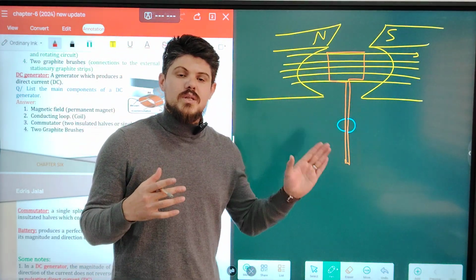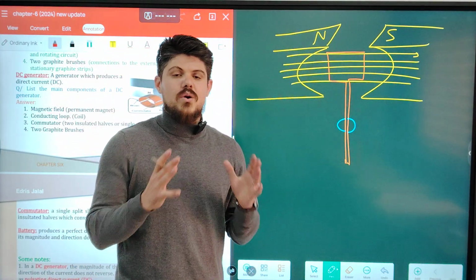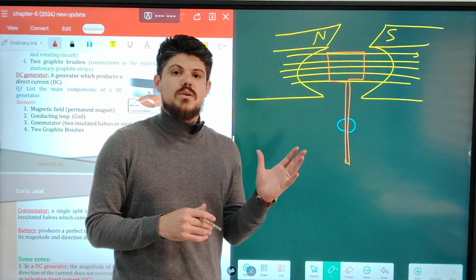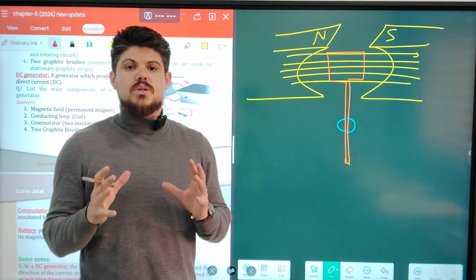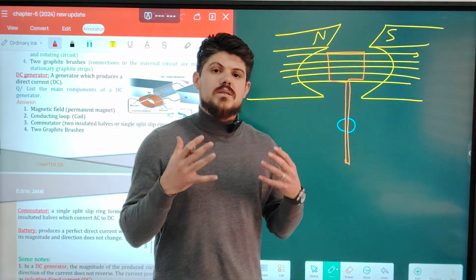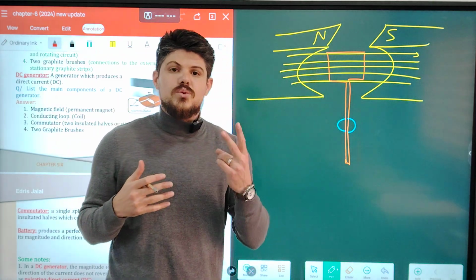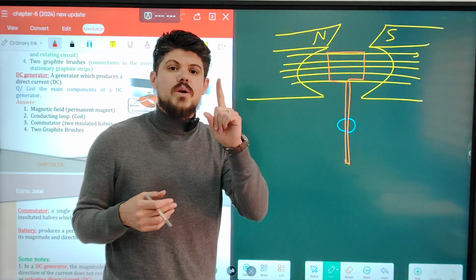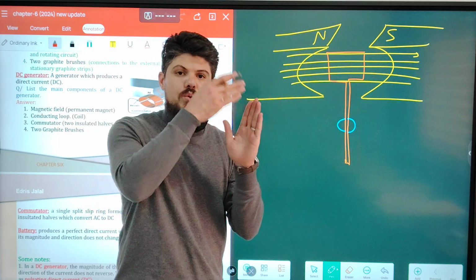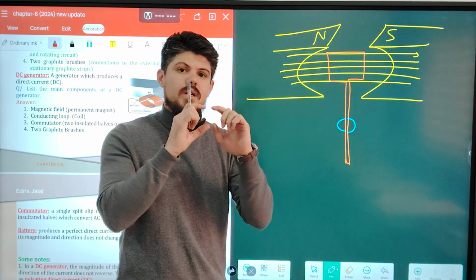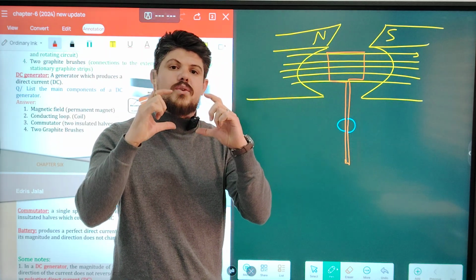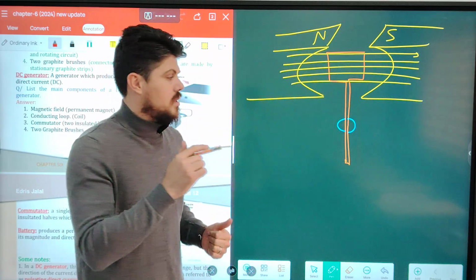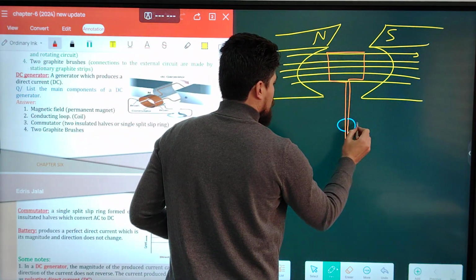And we have a single split ring, a half insulated ring or commutator. The difference between DC generator and AC generator is only in the commutator. In an AC generator, we don't have a commutator, we don't have a single split ring, and instead we have two slip rings. But in a DC generator, instead of two rings, we have only one ring, but there is a gap in this ring. The ring is separated into two parts, two half rings, which is called a commutator. So this is the commutator.